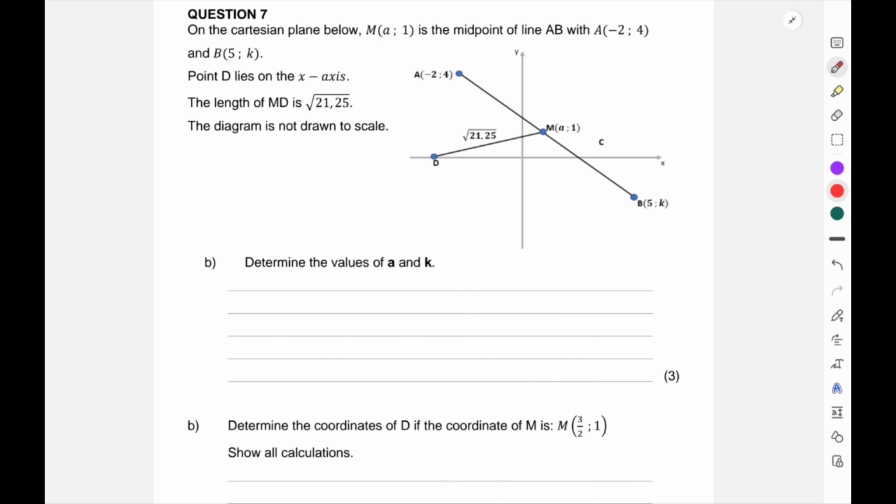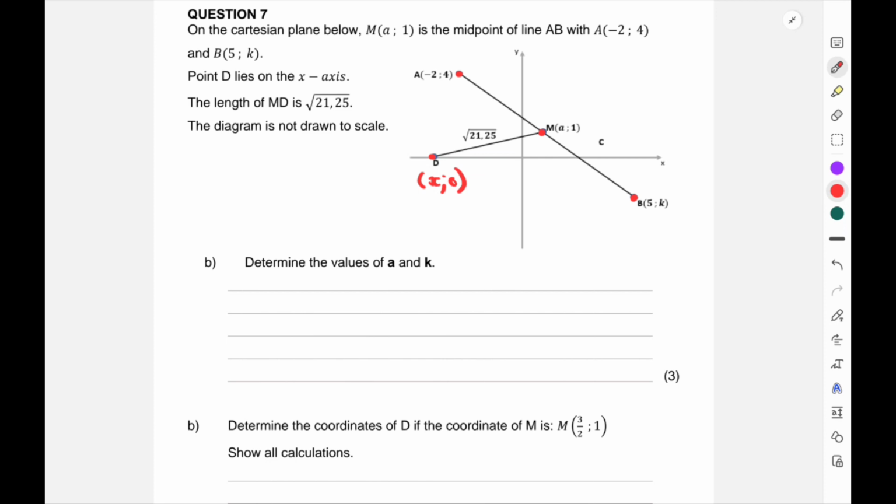It says on the Cartesian plane below, M is the midpoint between A and B, with A as (-2; 4) and B as (5; k). Point D lies on the x-axis. So very, very important. We're going to have a value for x, but what do we know if it lies on the x-axis? It means that y is going to be 0 over there. Okay, and then they tell me the length of DM or MD is the square root of 21.25. The diagram is not drawn to scale.